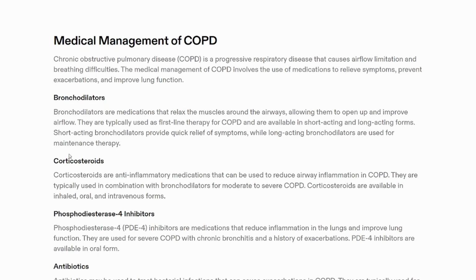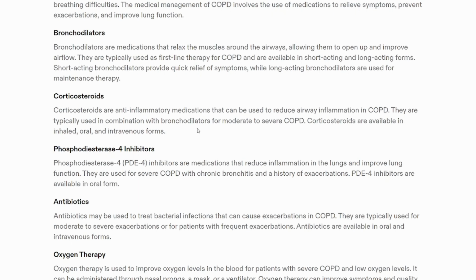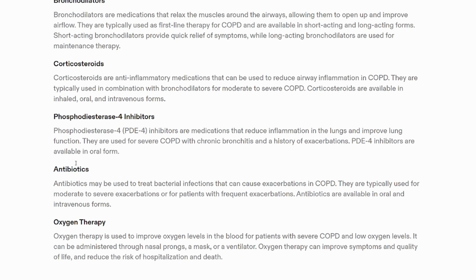long acting ones help in maintenance therapy. Next, corticosteroids. These are anti-inflammatory medications and can also be used in combination with the bronchodilators. They are available in different forms, such as inhalation, oral or intravenous forms.